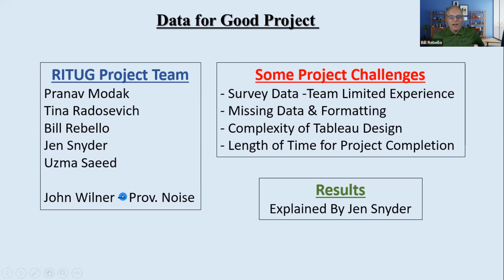So the project team were these people: Pravnev, Tina, myself, Jen, and Uzma. And they all worked really hard on this project. We had some issues with the project because it was survey data, and many of us were not familiar with survey data, but Jen was. So she took the brunt of the project. We got to a certain stage where we were spending way too much time on it. So we had missing data, format, complexity of design, the length of the survey data, things were missing. And Jen was helping us get the data in good shape.